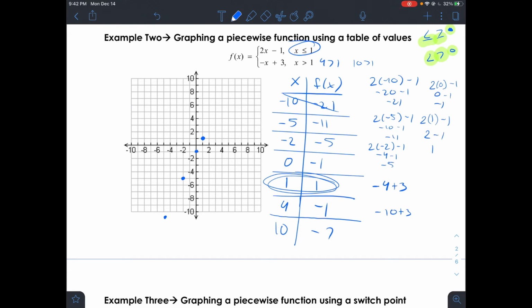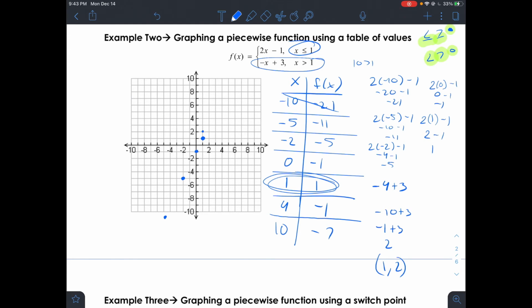Now at this point, this is where we switch over to the other equation. So we actually are going to want to figure out at 1, what would this be, right? So if I plugged in 1, I would get -1 plus 3, which is going to give me a 2. All right, so we get +1, comma 2. So that tells me that the second function starts here.